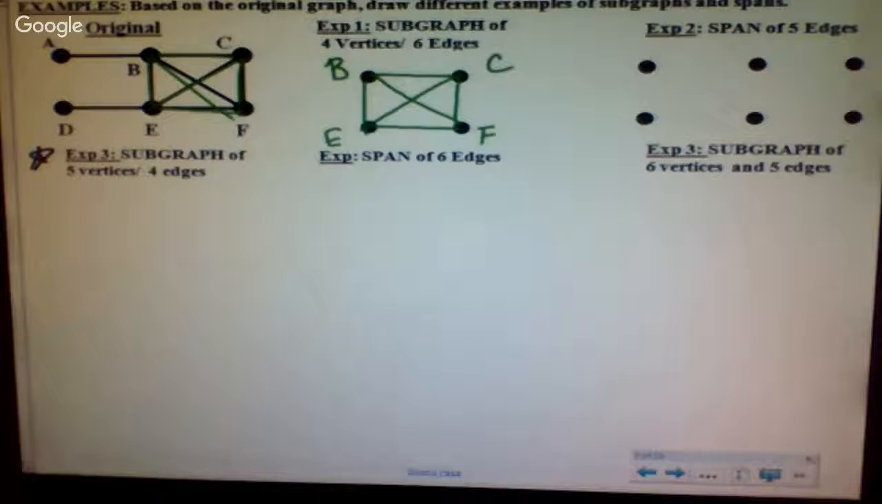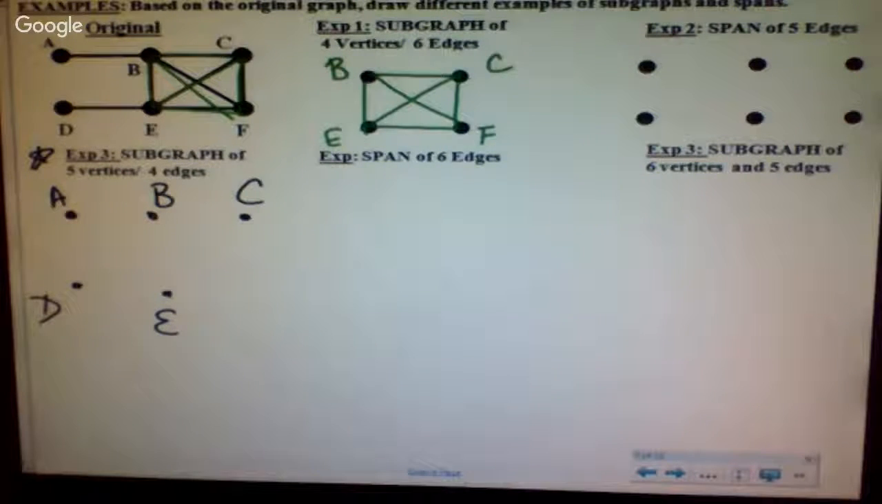Okay. So, I need 5 vertices. Which ones do you want to use? Any 5 you want. A, B, C, D, E. Okay? So, we've got A, B, C, D, and E.